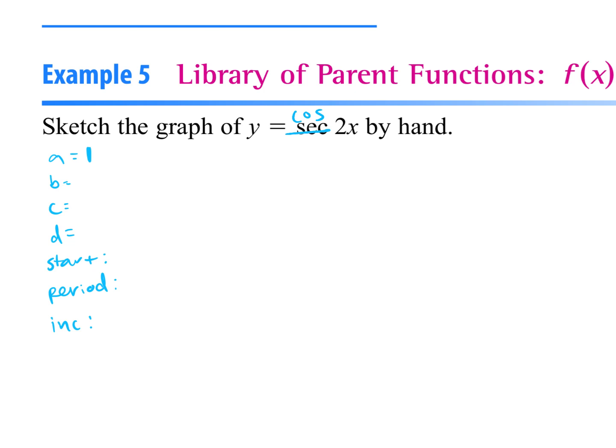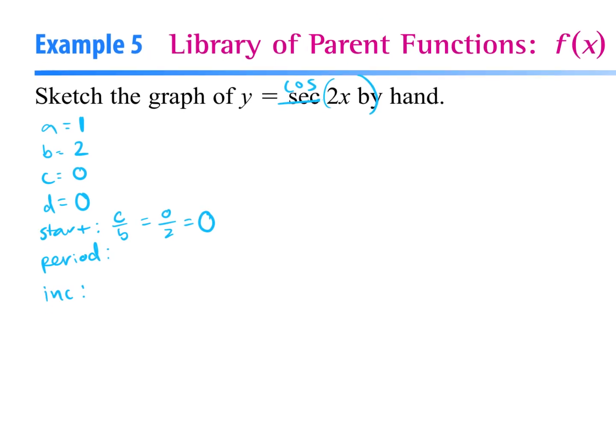What is B? 2. What's C? Am I adding anything in here? So C would be 0 and D is also 0. Now for our starting point, that is C over B. So this would be 0 over 2, which is 0. So we start at 0. So on my graph, I'm going to start at 0. It's my starting point.